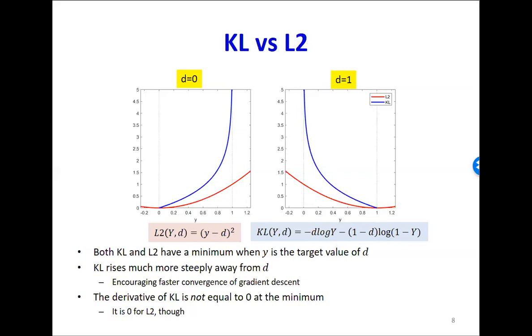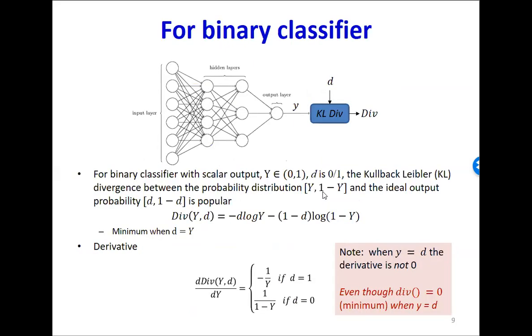L2 divergence. There was another thing that happened. If you look at the derivative over here, let's say the desired output is 1, then the derivative is minus 1 over y.